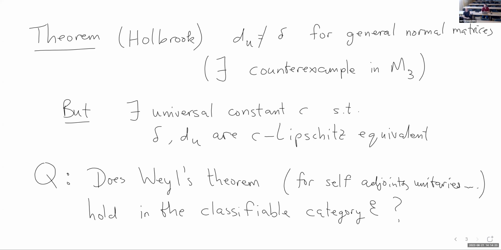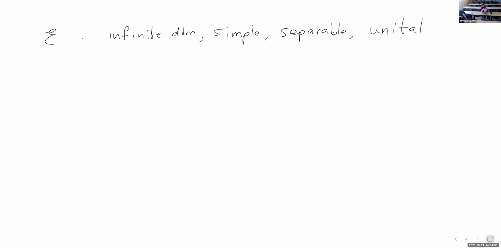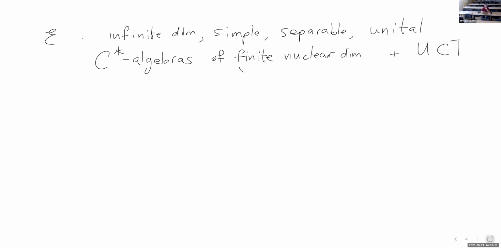Let me just remind you, when I say the classifiable category, I mean the category whose objects are infinite dimensional, simple, separable, unital C-star algebras with finite nuclear dimension, satisfying the UCT. And just to remind you that finite nuclear dimension is equivalent, we could say, to nuclear plus Z-stable.